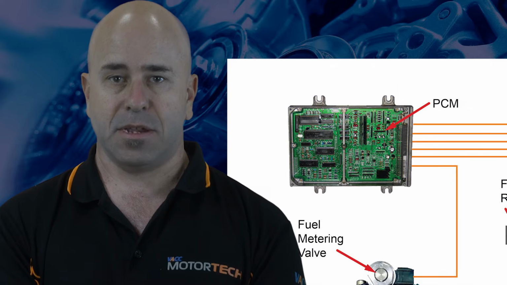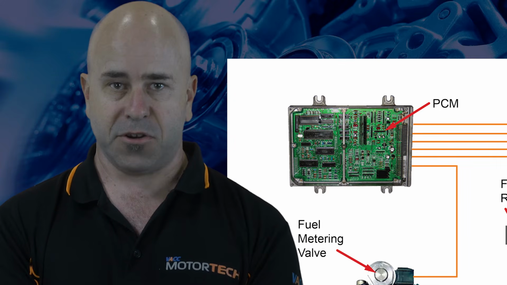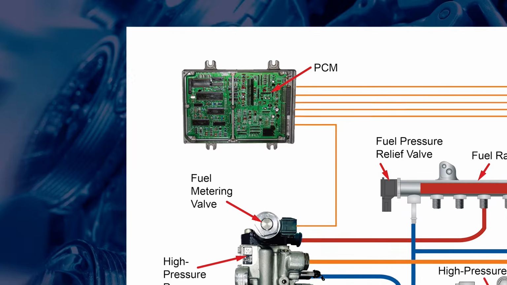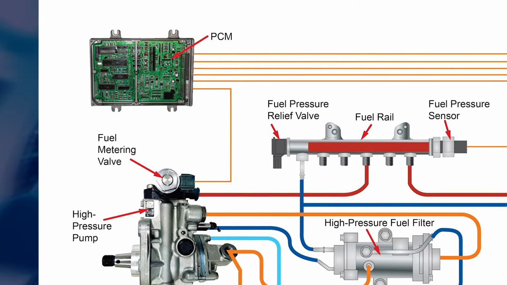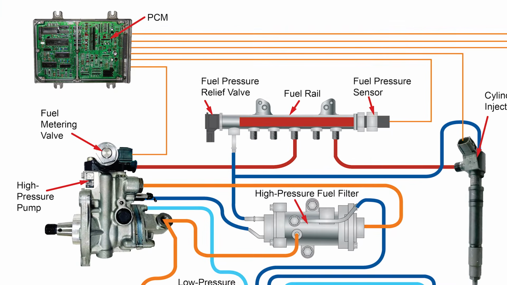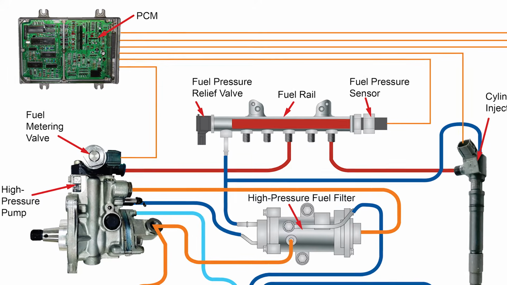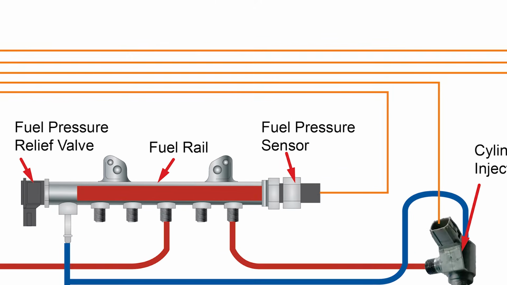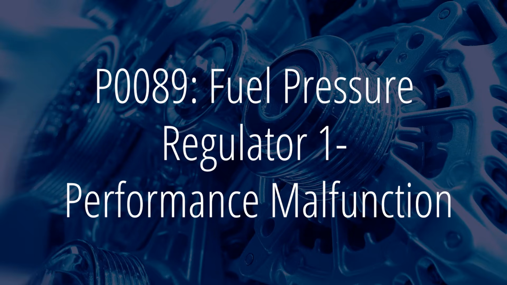The ECM or PCM calculates the desired fuel pressure for the engine and then commands the fuel metering valve to allow the correct amount of fuel into the high pressure pump to create the desired fuel pressure. The ECM confirms this by comparing the actual fuel pressure readings from the fuel pressure sensor on the fuel rail. If there is a large enough difference between the desired and actual fuel pressure, the ECM may record the diagnostic code P0089.